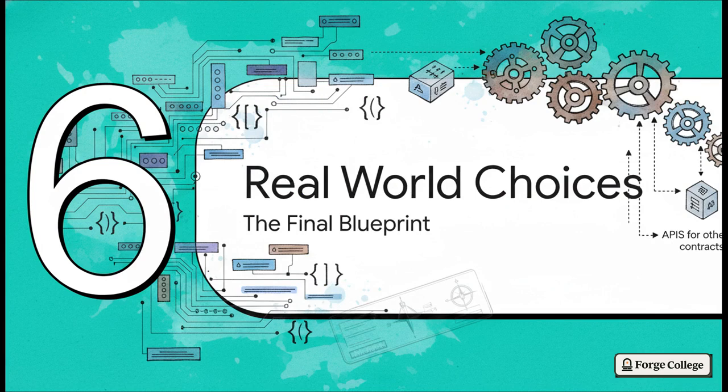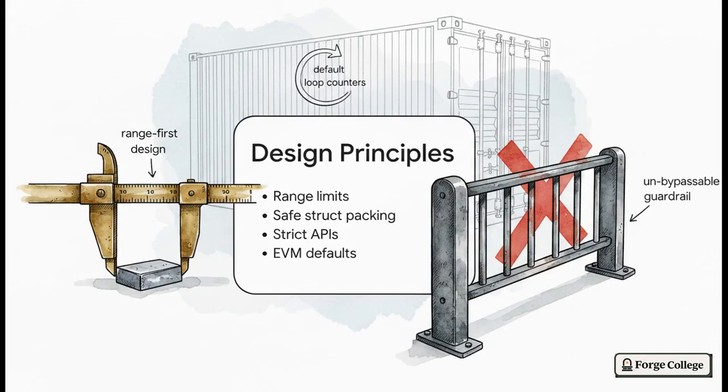Finally, we arrive at Section 6, Real-World Integer Choices, the final blueprint. We've looked at all the individual parts, but how do we tie all these schematics back to your actual code? When you're sitting down to write a smart contract, how do you actually put this into practice to build secure APIs for other contracts? Okay, so here's the playbook.